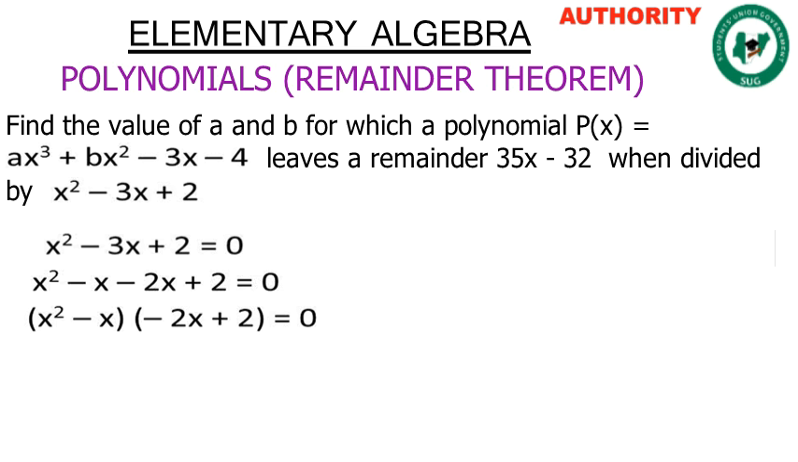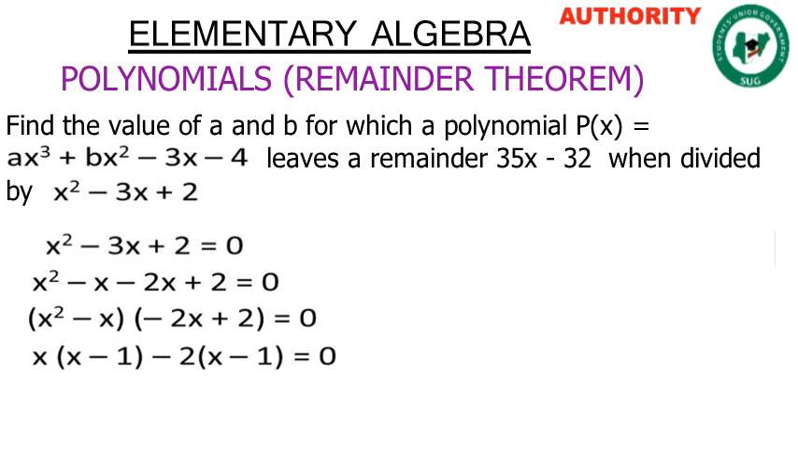From here, let's group it 2 by 2. We have x squared minus x in bracket, minus 2x plus 2 in bracket, is equal to 0. Let's factor out from x squared minus x. What do they have in common? x. When you factor out x from x squared, you're left with x. When you factor out x from minus x, you're left with minus 1. So x times x gives x squared, and x times minus 1 gives minus x.